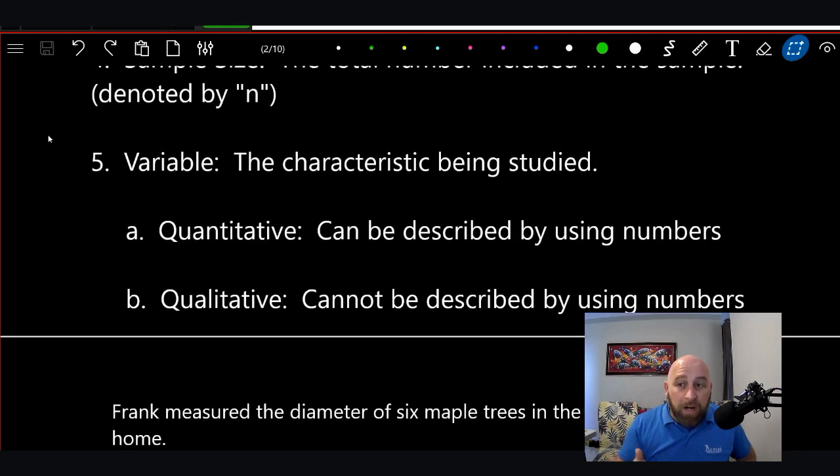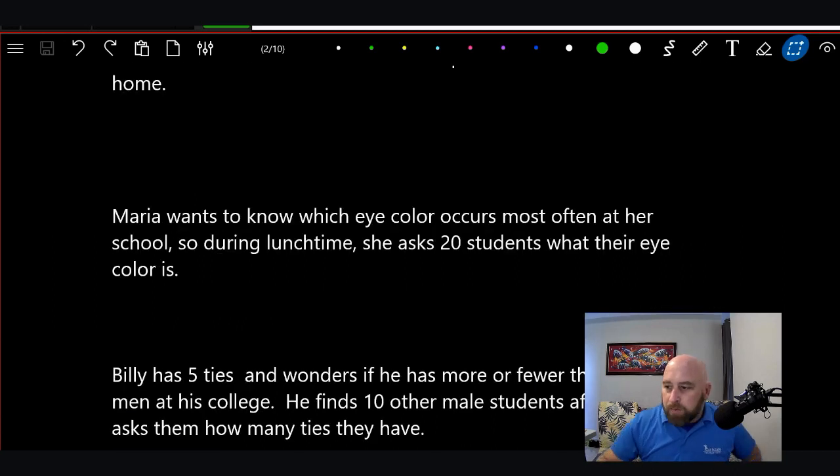Well, it's quantitative because the diameter is measured, and so numbers would tell you what the answer is, like 6 inches, 5 inches. Do you remember this from the last lesson, from the last chapter? Continuous means that it's measured. Discrete means that it's counted. So this would be a continuous quantitative, because we're measuring something. All right, next we have Maria.